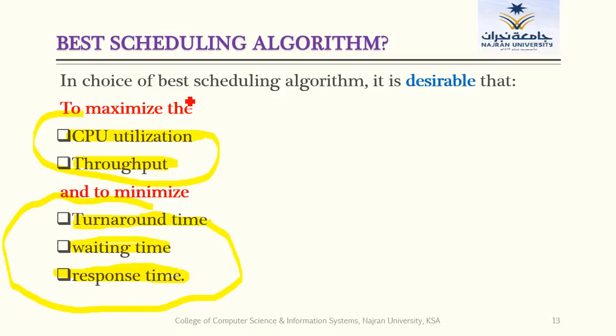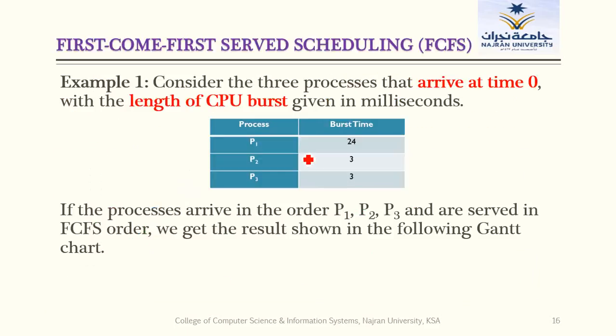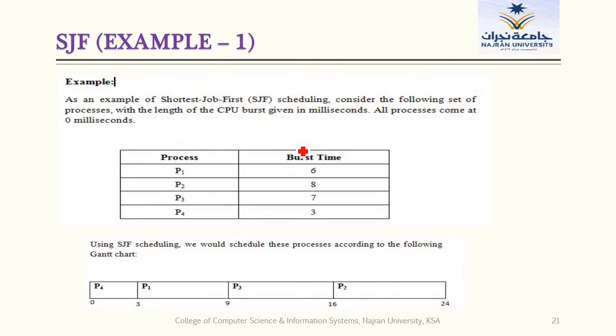From these five criteria, the best algorithm is the one that maximizes CPU utilization and throughput. If any algorithm is maximizing, increasing these two, then that algorithm is best. Also, the algorithm which is minimizing these three things, turnaround time, waiting time and response time, is best. So in the selection of a scheduling algorithm, we need to understand all these criteria and keep them in mind.